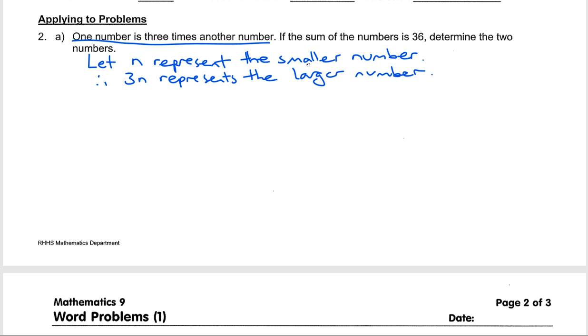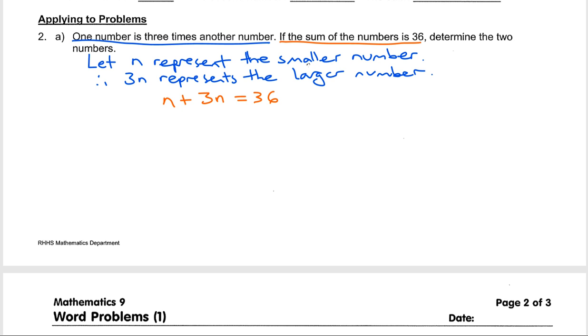Now I'm going to change my pen color to something else, and I'm going to deal with the second sentence. The second sentence is going to give us an equation. If the sum of the numbers is 36, determine the two numbers. So the sum of the numbers is 36, so that means the first number is n, the second one is 3n. If I add them up, I get 36.